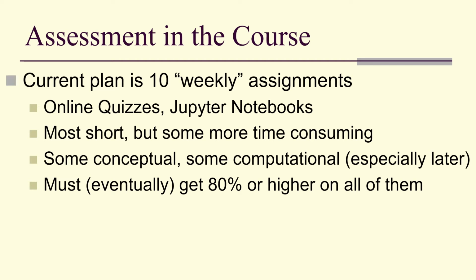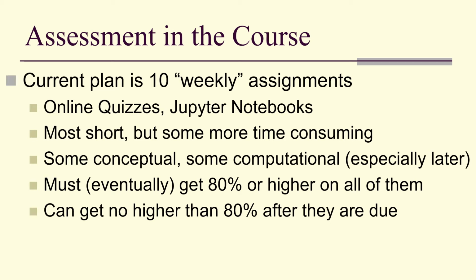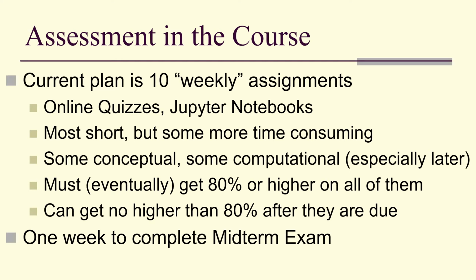The plan of 10 weekly assignments is that you have to get 80% or higher on all of them to pass the course. So if you do one and you get less than 80%, then you have to do it again. You have to eventually have 80% or higher on all of them. Now, once they're due, if you haven't achieved more than 80% by the due date, then the highest you can get is 80%. But this makes sure that everybody gets all of the content in the course, because it'll all be very important.